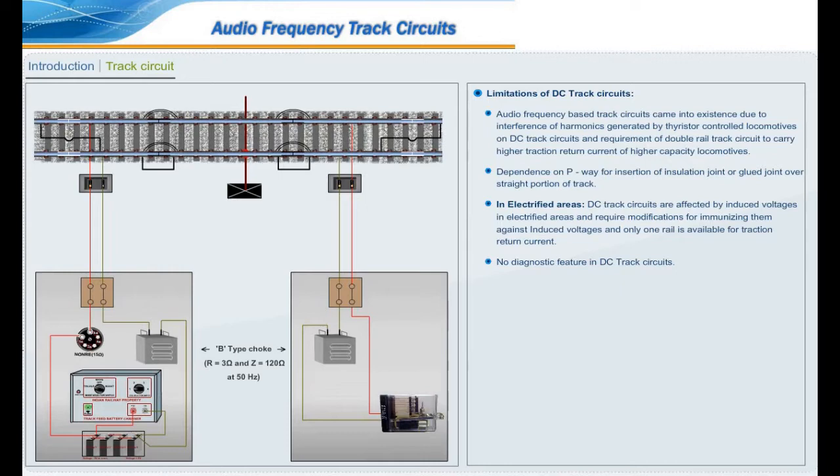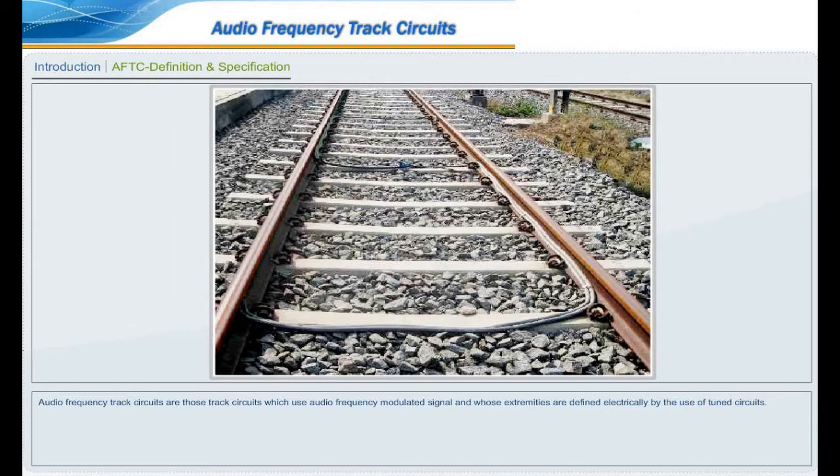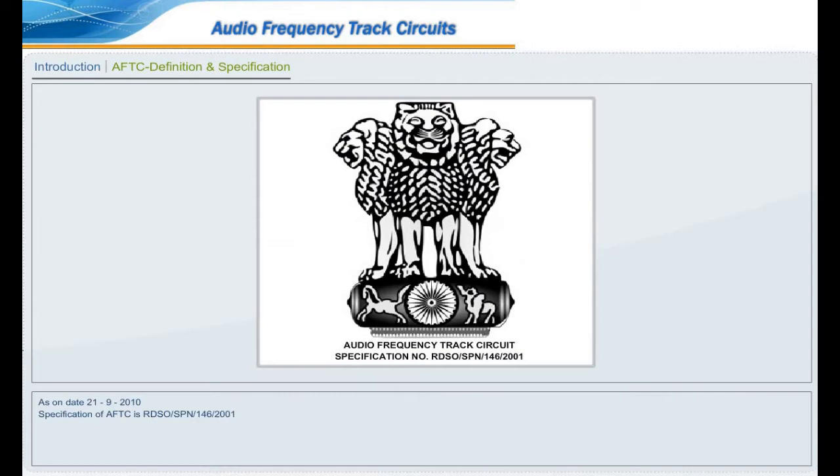Audio frequency track circuits are those track circuits which use audio frequency modulated signal and whose extremities are defined electrically by the use of tuned circuits. Use of audio frequency enables the physical limits of an individual track circuit to be defined by tuned circuits rather than the insulations at either ends. As on date 21-9-2010, specification of AFTC is RDSO/SPN/146/2001.